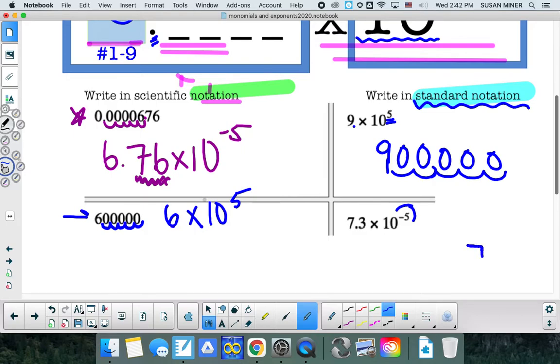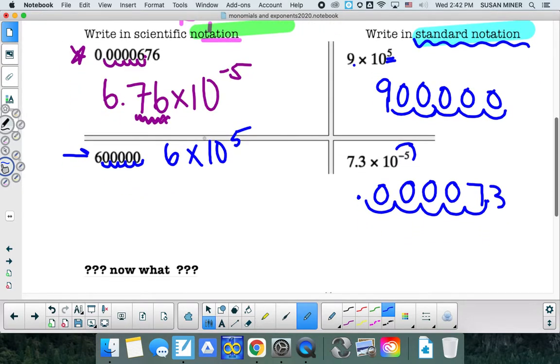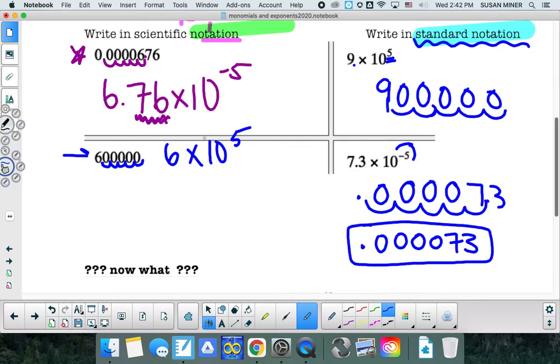I'm going to start with my 7.3 over here, because I'm going to add some decimal places in this direction. So 1, 2, 3, 4, 5. I'm making this a very small number, and then any jump that I made or place value that I made that didn't have a number in it, I just fill in with zeros. And so if I want to clean this up and make it look pretty, I can put 0, 0, 0, 0, 7, 3. And there is my very, very small number.